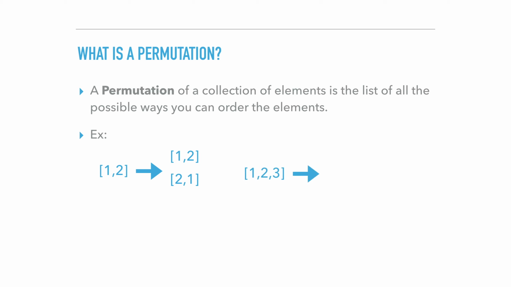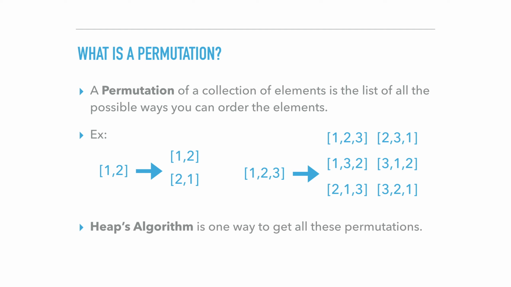Now what about for 1, 2, 3? We can have 1, 2, 3; 1, 3, 2; 2, 1, 3; 2, 3, 1; 3, 1, 2; and 3, 2, 1. As you can see, it's already getting harder to list all the possible permutations of a collection of 3 elements. Now, can you imagine doing this for 4 elements? What about an array even larger than that? This is what Heap's algorithm gives you. For any given collection of elements, it will give you the list of all possible permutations.